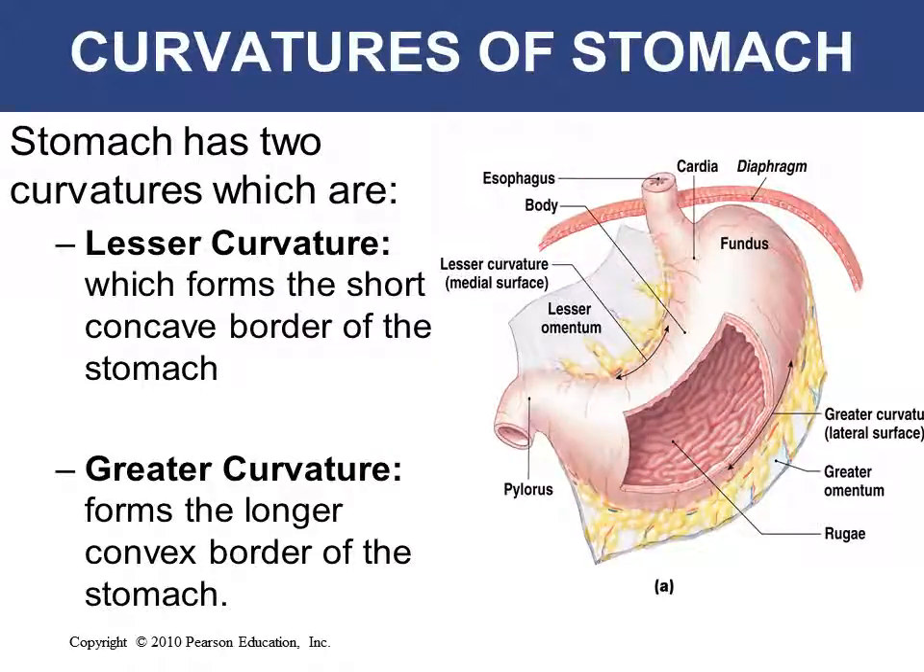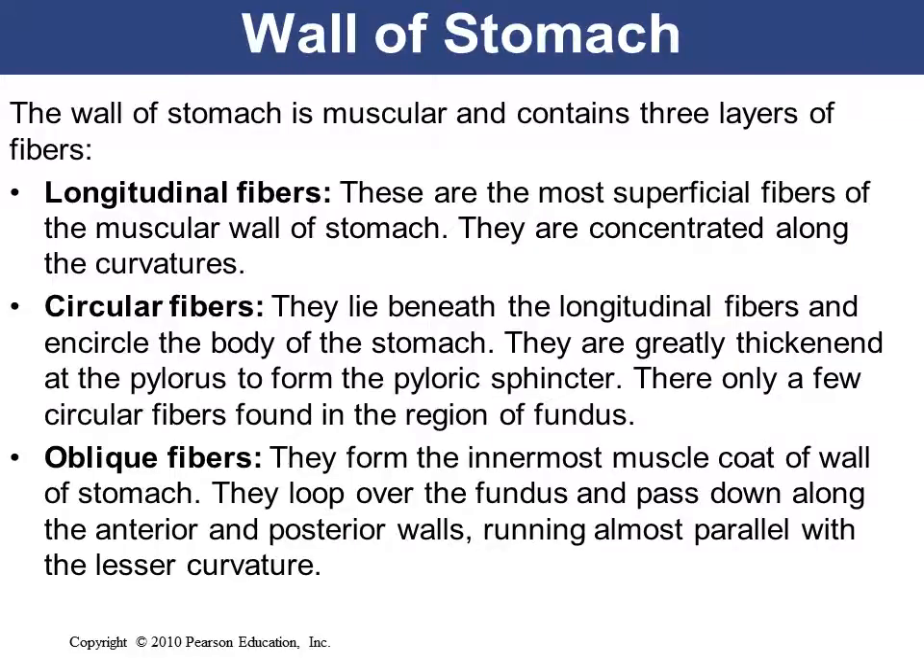So these are the two curvatures of the stomach. The lesser curvature forms the short concave border of the stomach and is found at the medial surface. And we have the greater curvature that forms the longer border and is convex, at the lateral surface.